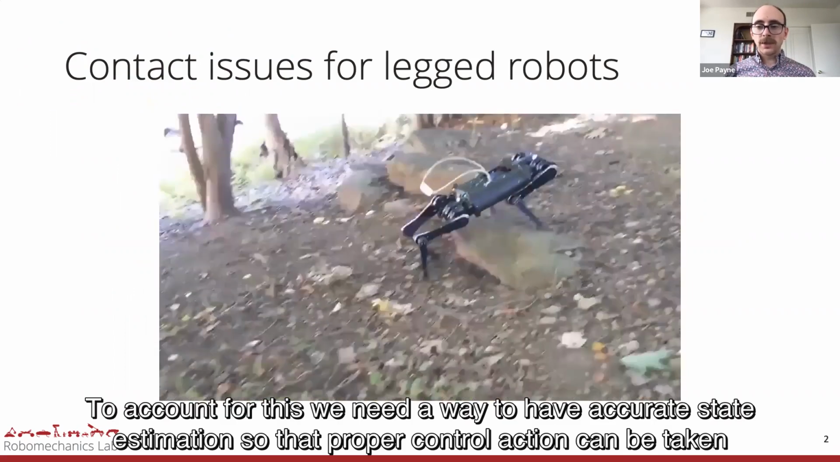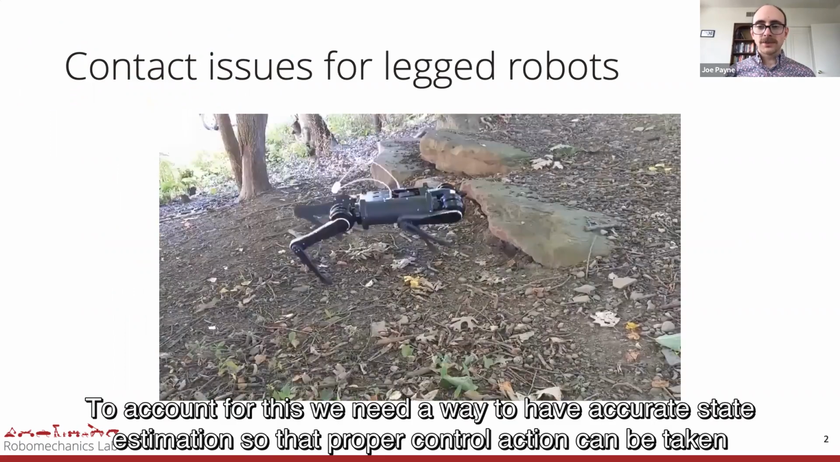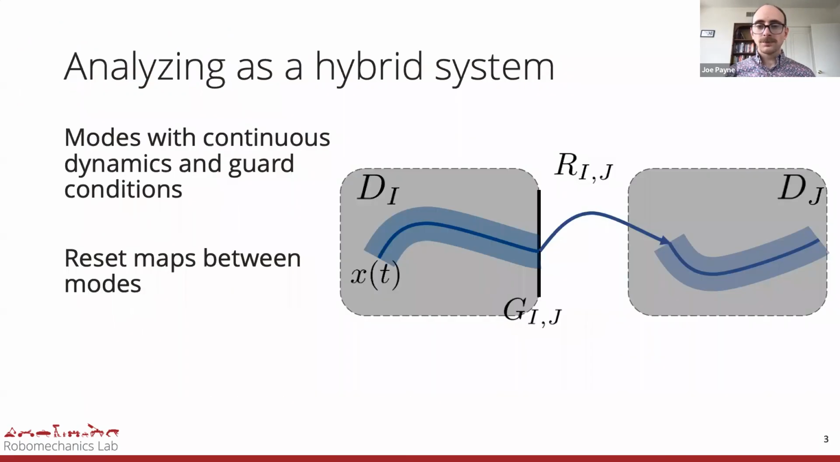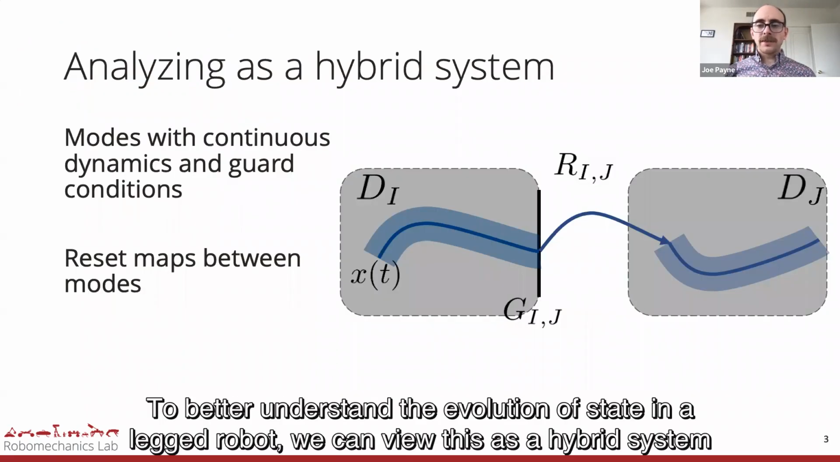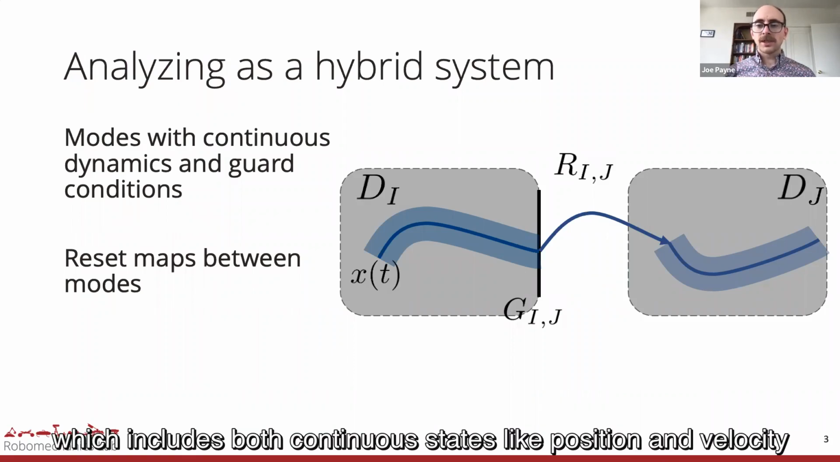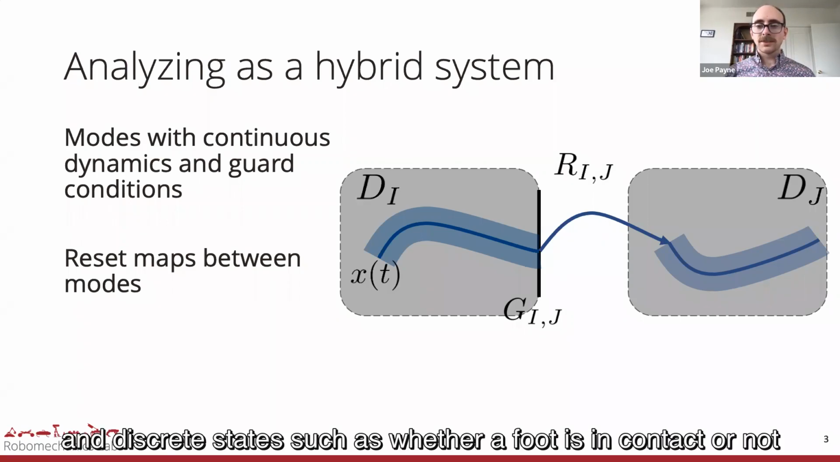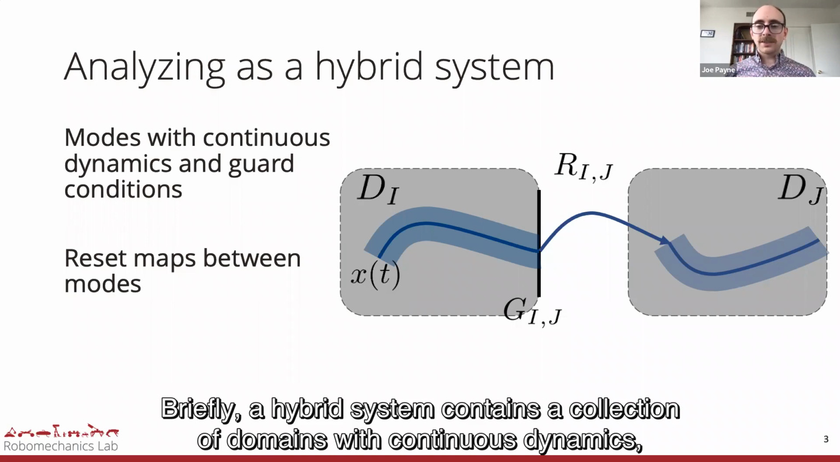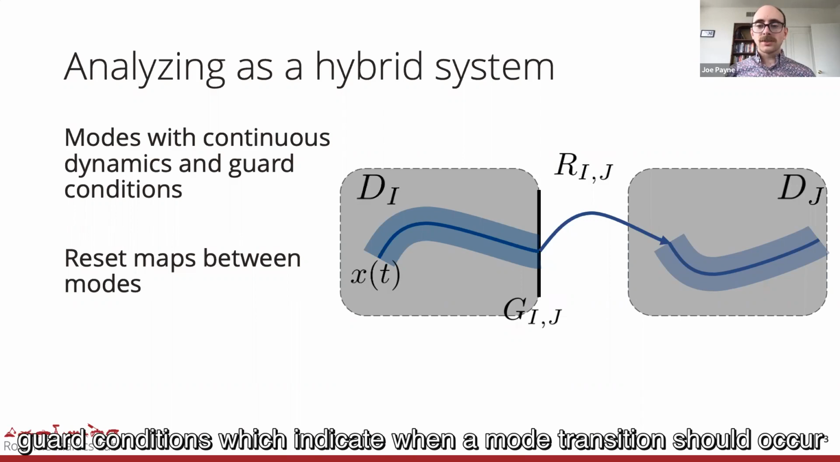To account for this, we need a way to have accurate state estimation so that proper control action can be taken. To better understand the evolution of state in a legged robot, we can view this as a hybrid system, which includes both continuous states like position and velocity, and discrete states, such as whether a foot is in contact or not.